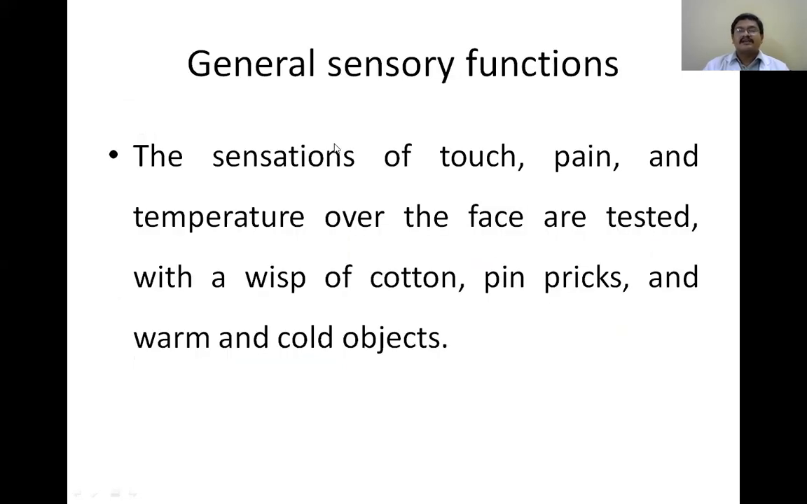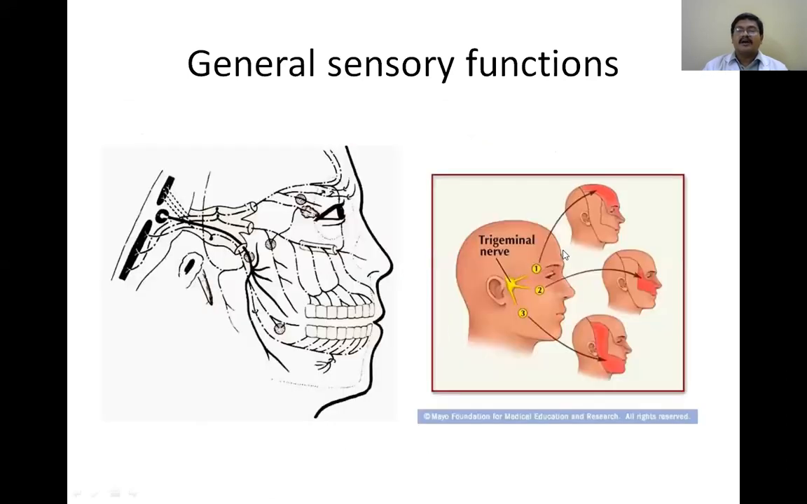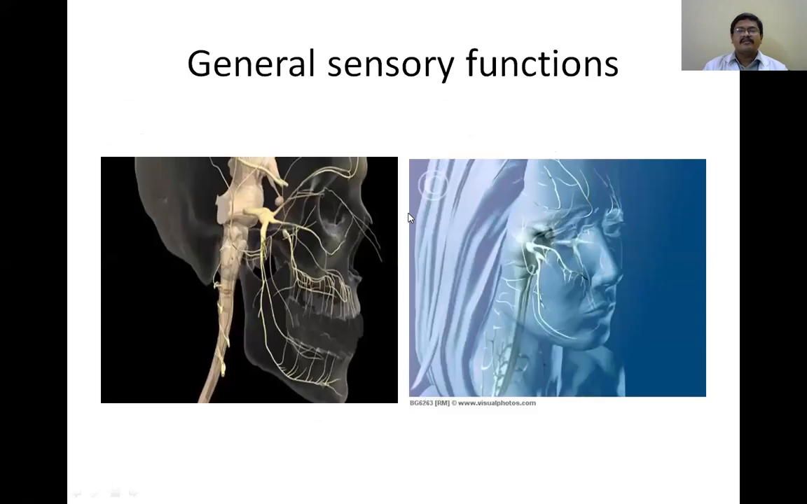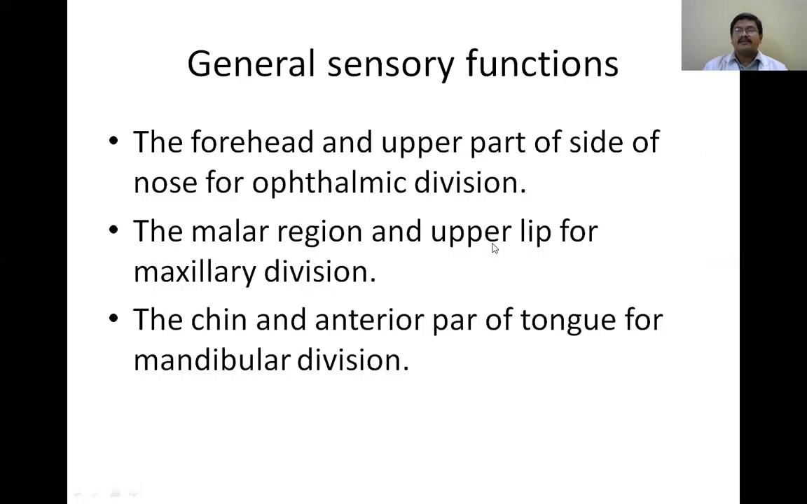Then the general sensations of touch, pain, and temperature of the face are tested with a wisp of cotton, or pinpricks, or even warm and cold objects for temperature. These are the ophthalmic, maxillary, and mandibular divisions of the fifth cranial nerve, the trigeminal, for central sensation.